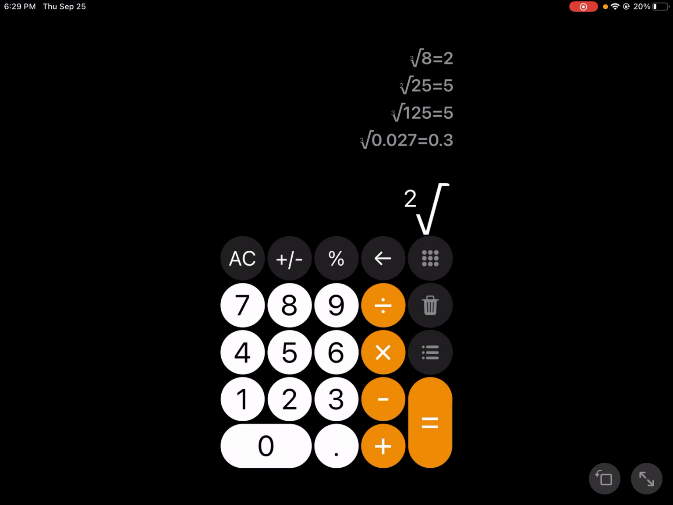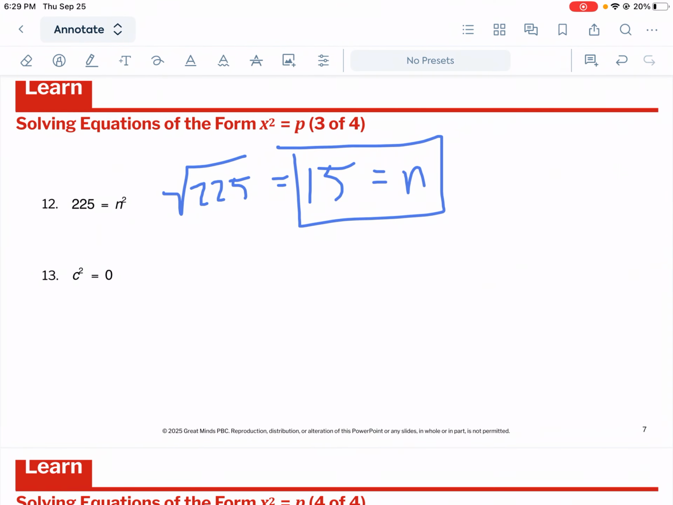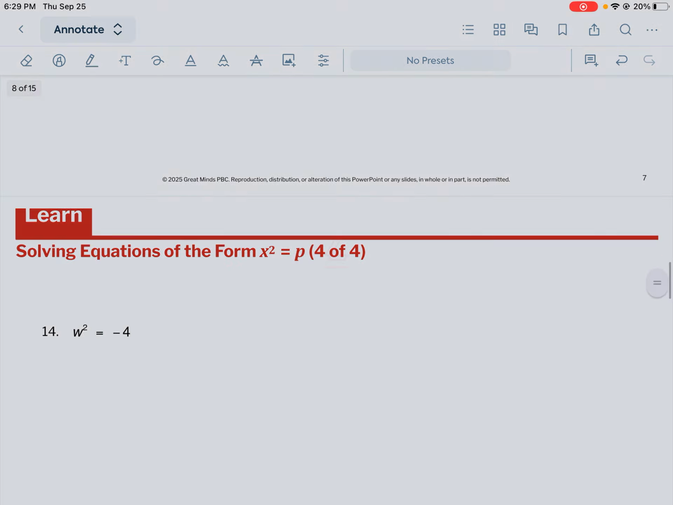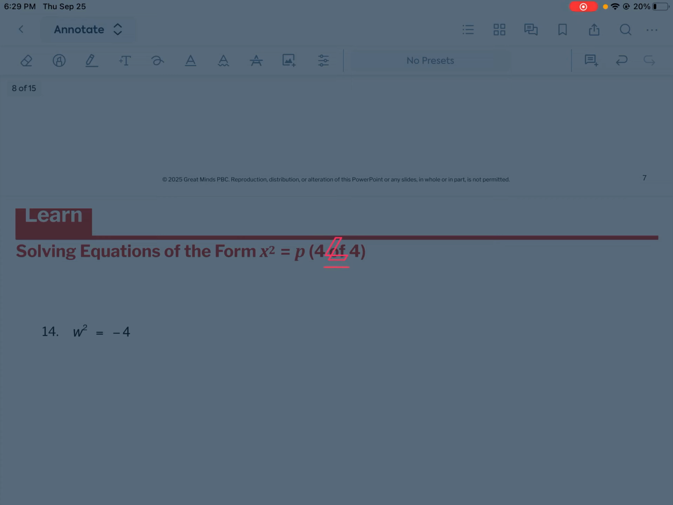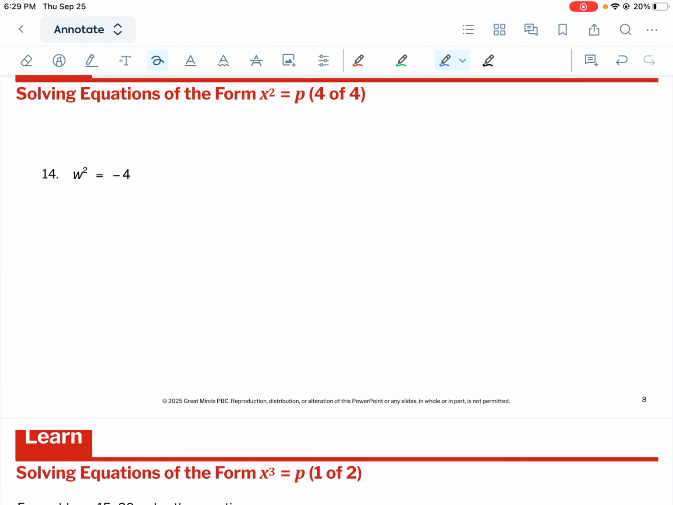That is our square root sign right there. We're going to put in the square root of 225 equals 15. Done. You're not going to have any crazy answers for this. This is very simple. We're just breaking numbers back down. All right. There we go. Put a star by number 14.